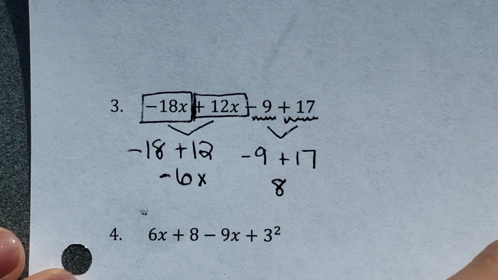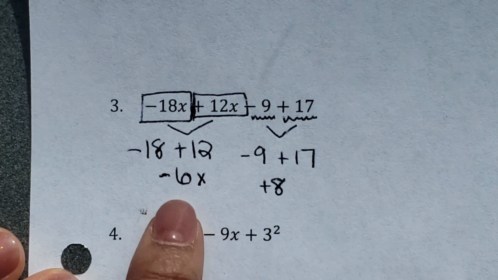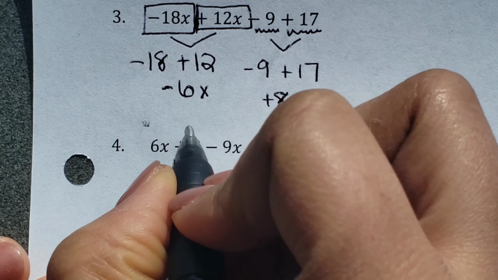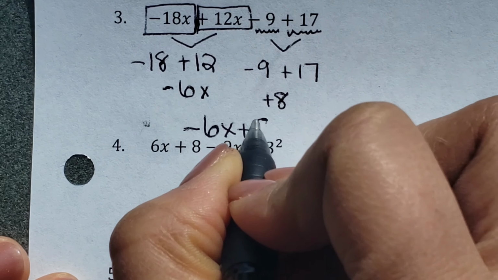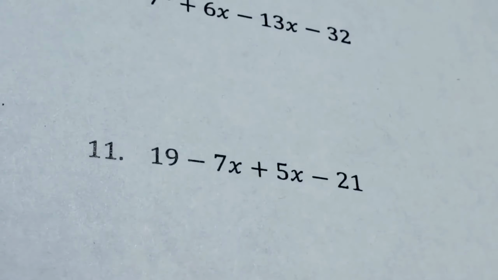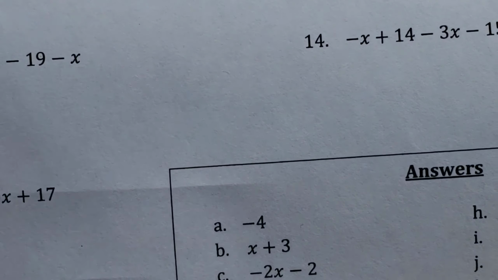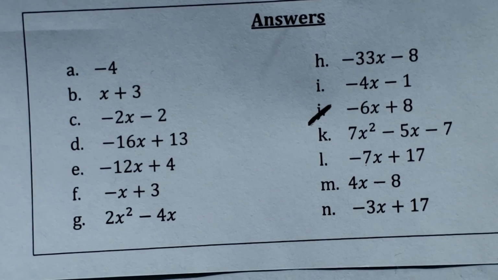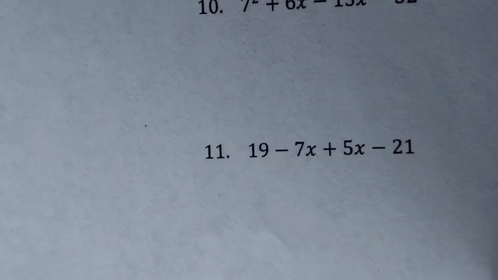Now, it looks kind of funny when I rewrite it as a positive, but when I rewrite them putting them together, I'm going to write negative 6x plus 8. And then we can just go on down to the bottom of the paper. And as you can see, our answer is right there, letter J, negative 6x plus 8. All right, let's jump on to the next one.